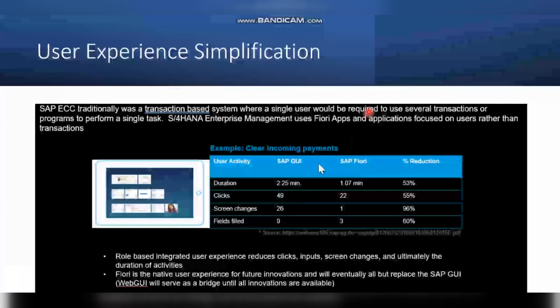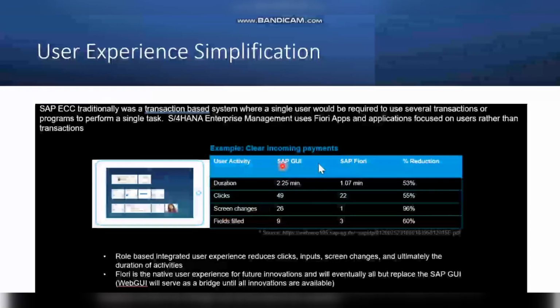And one more thing is user experience simplification. This is also a drastic change we can say. Before we had SAP ECC, which is a transaction based system, where a single user has to do all the things, and we will be requiring many and many transactions. For everything we have a transaction, and for every program also, we have to go to multiple transactions and do the things.